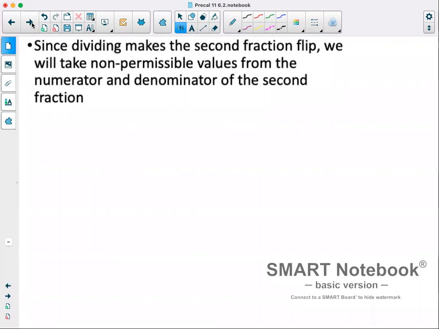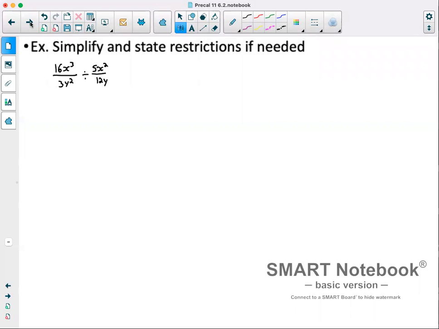Now, since dividing makes the second fraction flip, we'll take non-permissible values from both the numerator and denominator of the second fraction, the one that's flipping. So for example, simplify and state restrictions if needed. So looking at this one, look at the numerator and denominator, x cannot equal 0, y cannot equal 0. So next step would be to flip those. So we've got times 12y over 5x squared.